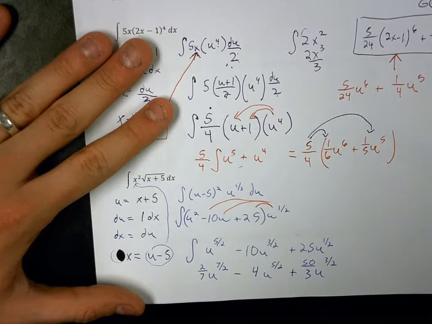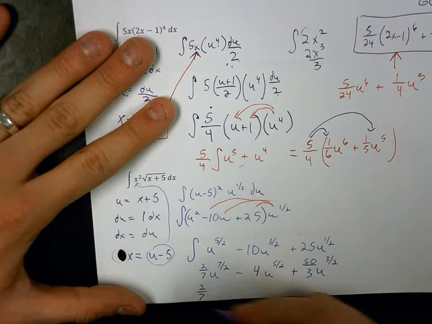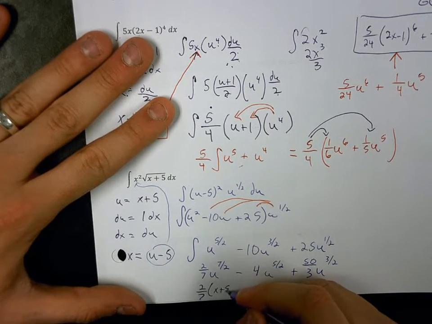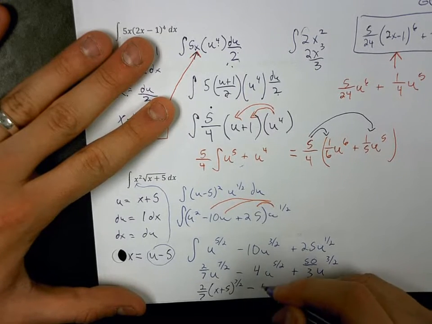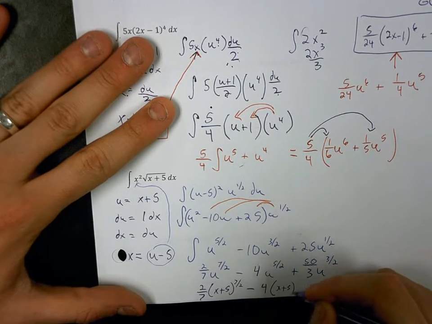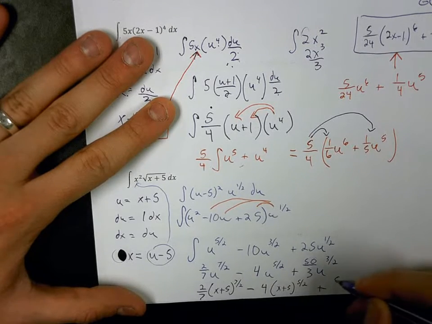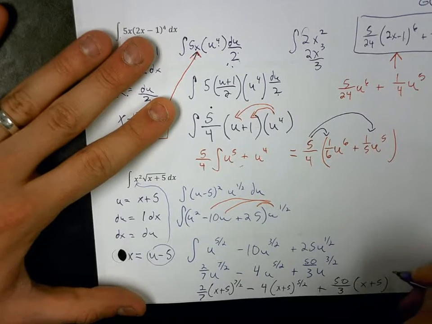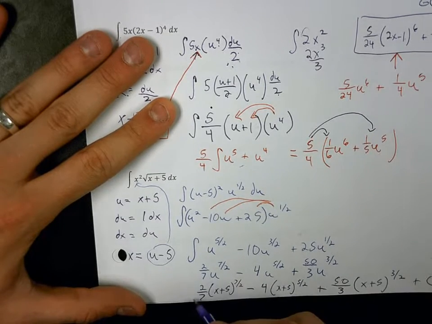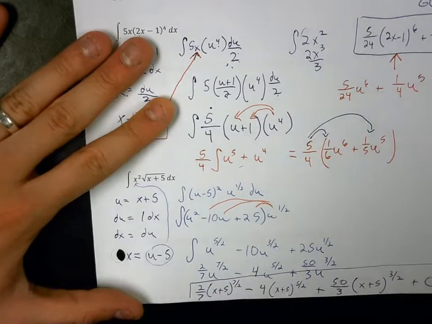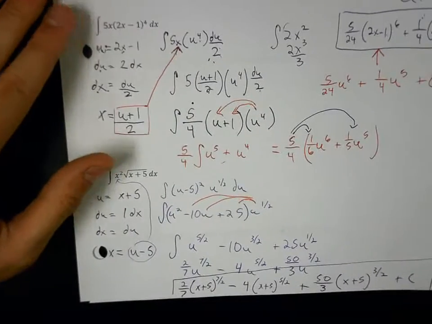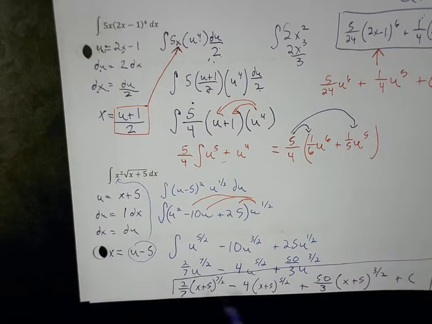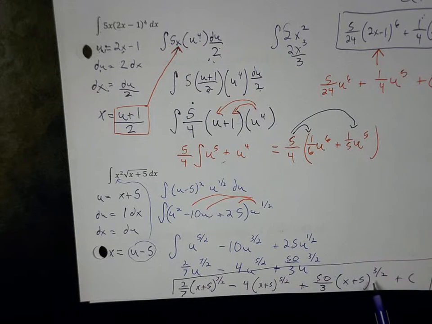So the final answer will be 2/7 times (x plus 5) to the 7/2, minus 4 times (x plus 5) to the 5/2, plus 50 over 3, which is a terrible fraction, times (x plus 5) to the 3/2, plus c. Once again, if you want to push yourself a little farther, notice this has an x plus 5, this does, and this does, so you can technically pull out the GCF of (x plus 5) to the 3/2 and do a little simplification. Okay?